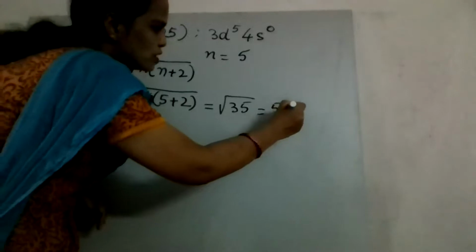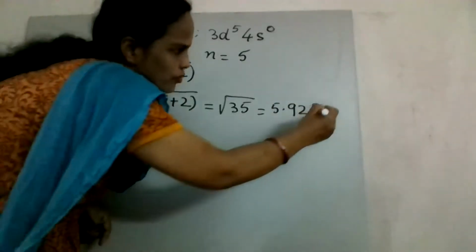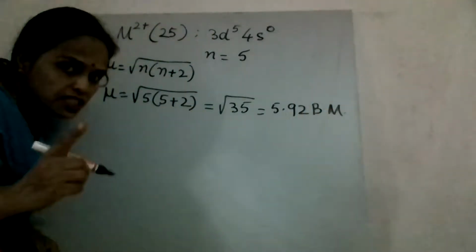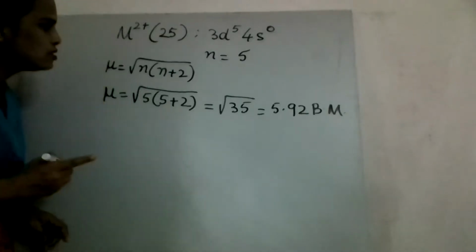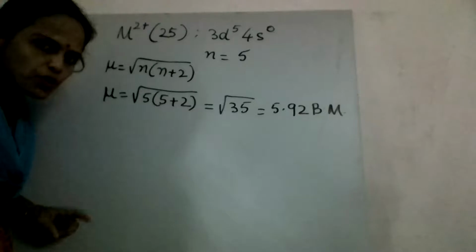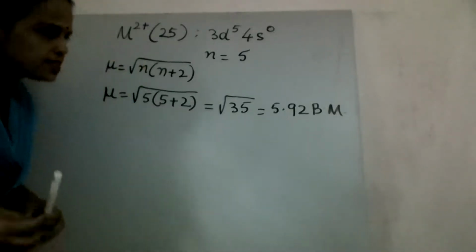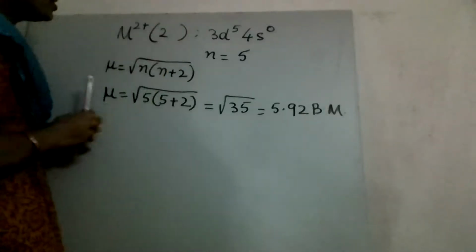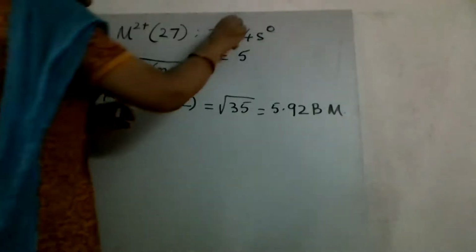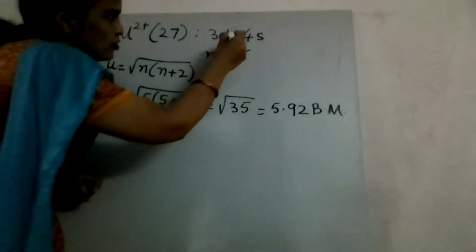And its value is 5.92 Bohr magneton respectively. So this is how you will calculate. The next one is: calculate the spin only magnetic moment, that is the value of mu, for a divalent ion whose atomic number is 27. So 27, if I take, its configuration comes out to be 3d7 4s2.